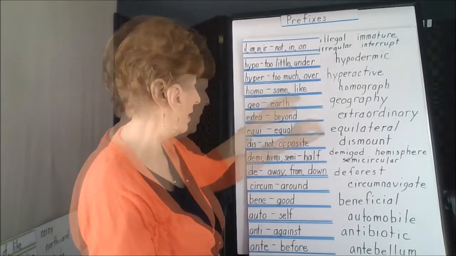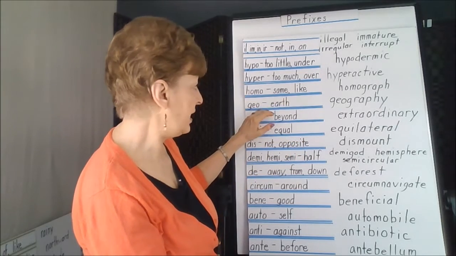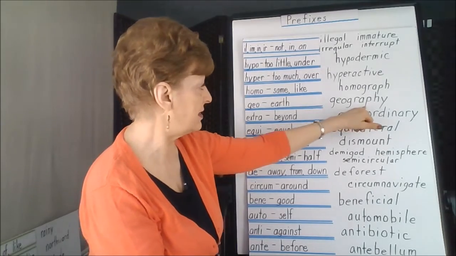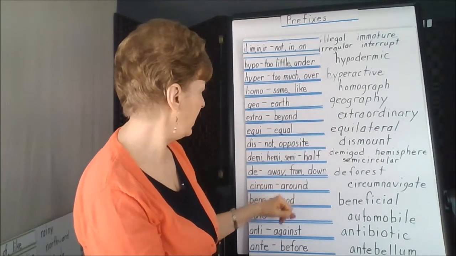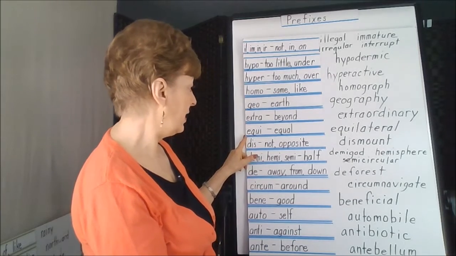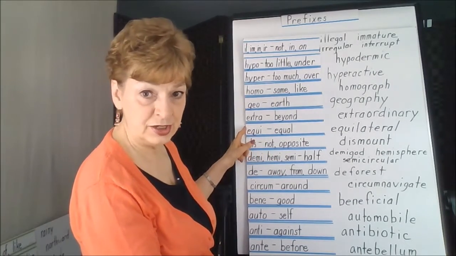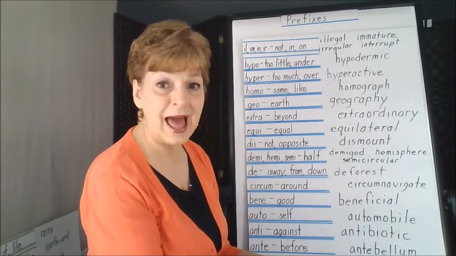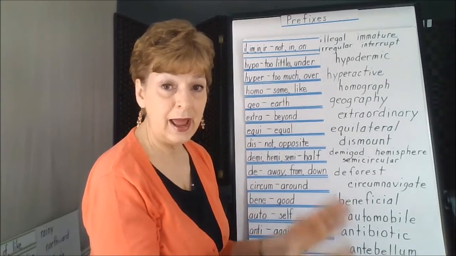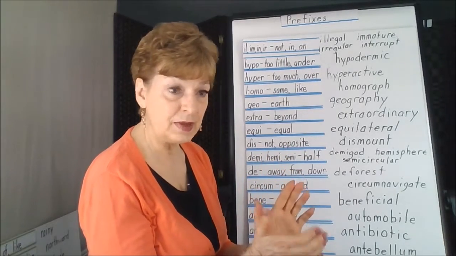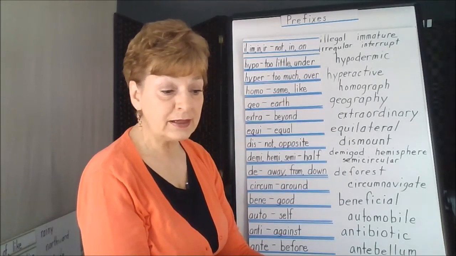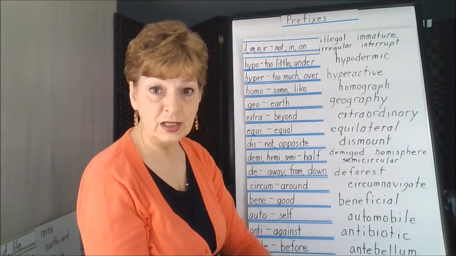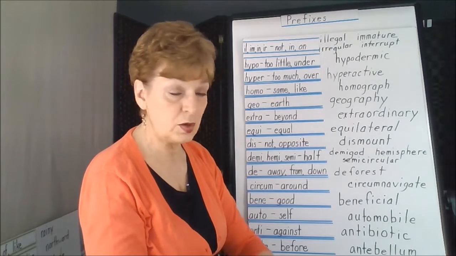Homo is the same or like. Okay, geo means earth, so here if we have geography, it's the study of the earth. Equa meaning equal, it's pretty intuitive. Equilateral, all right, so if you have an equilateral triangle, you would have all the sides the same. They're equal. In fact, you can have equal sides on other shapes too, like a square.